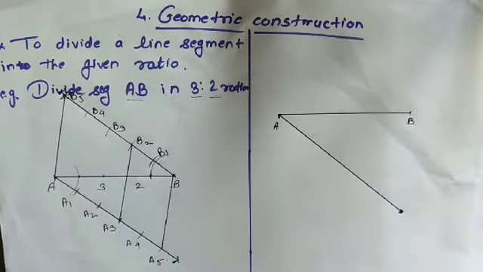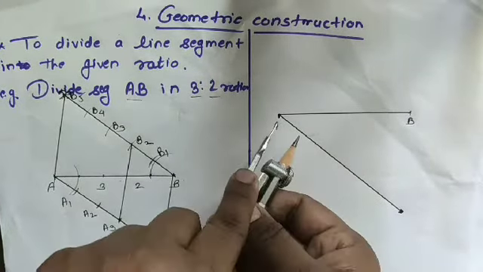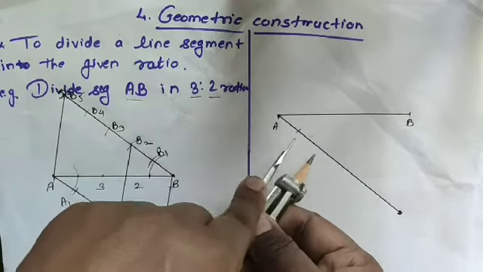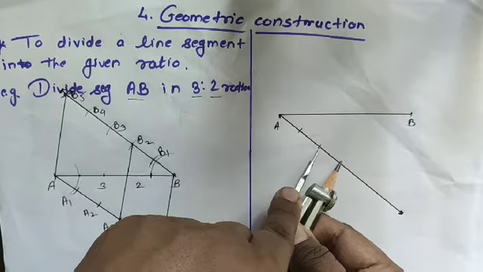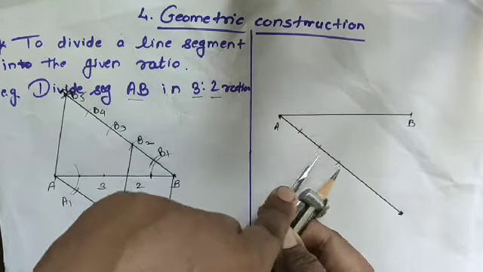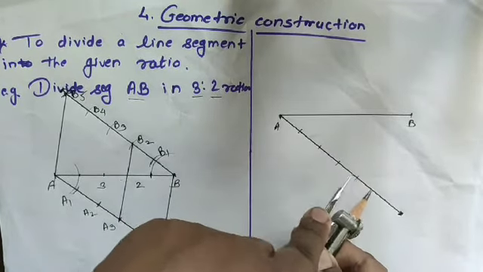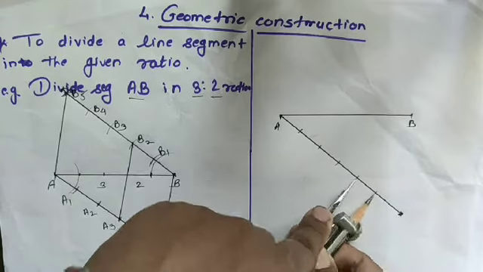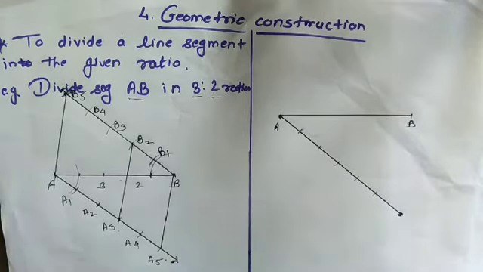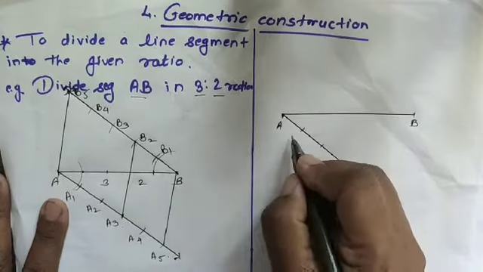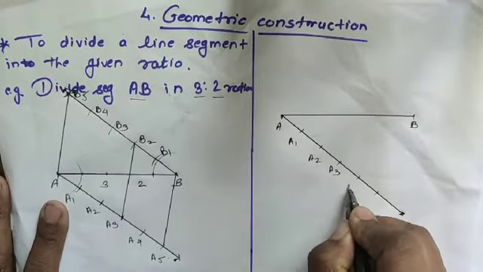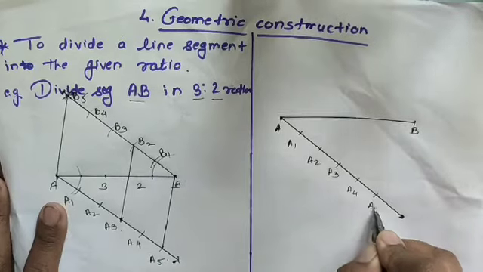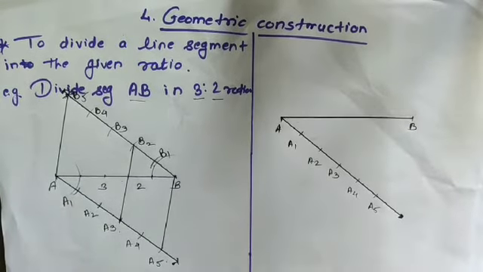Take a sufficient distance in your compass, just as I told you before. So here it is first, second, third, fourth and this one is the fifth, because 2 plus 3 is equal to 5. So this is my A1 point, A2 point, A3 point, A4 point and this one is the A5.